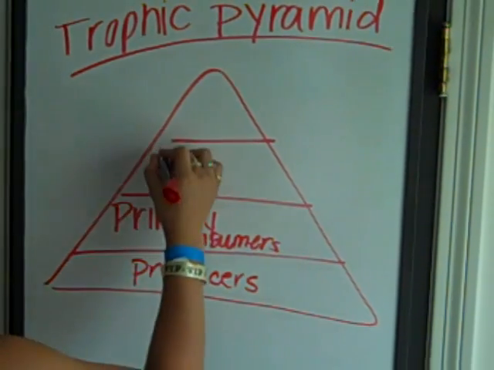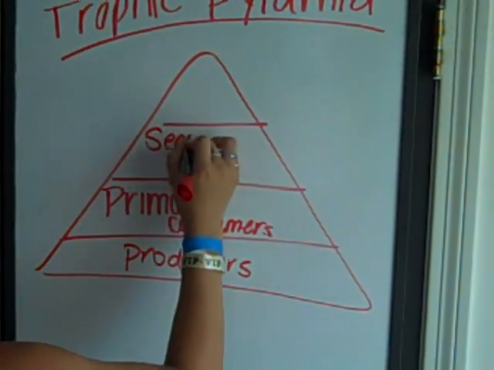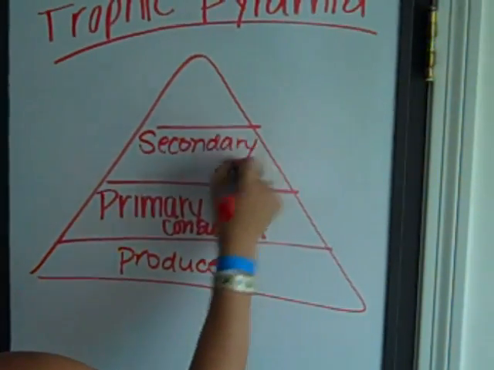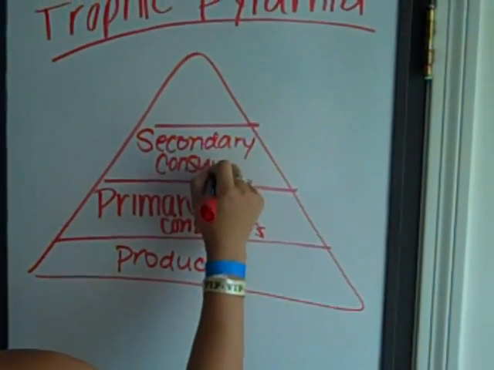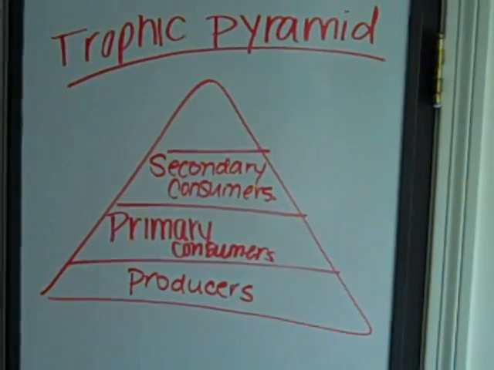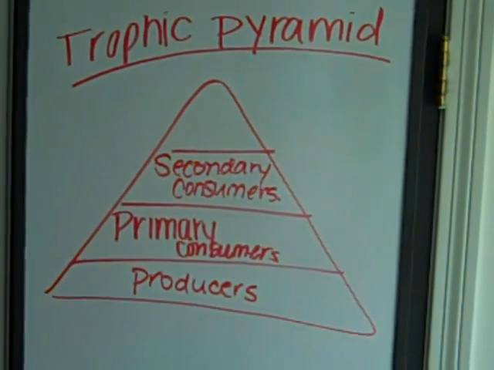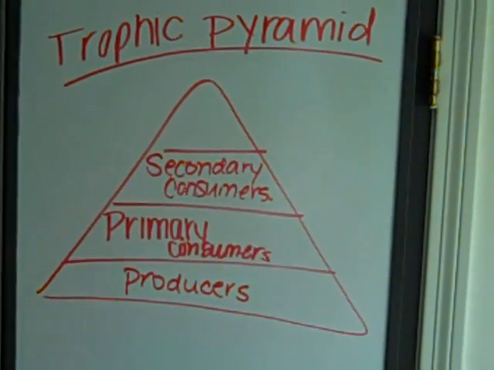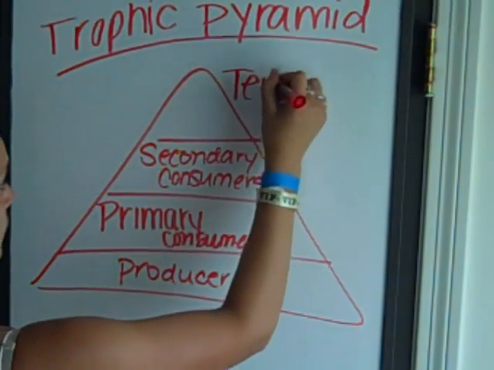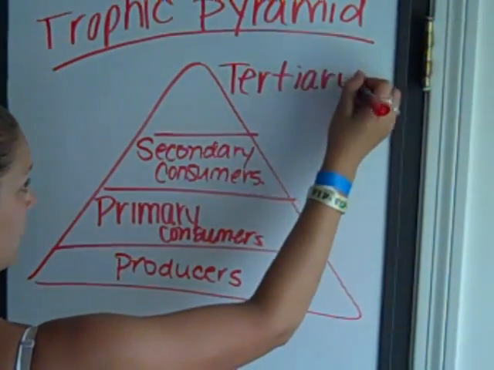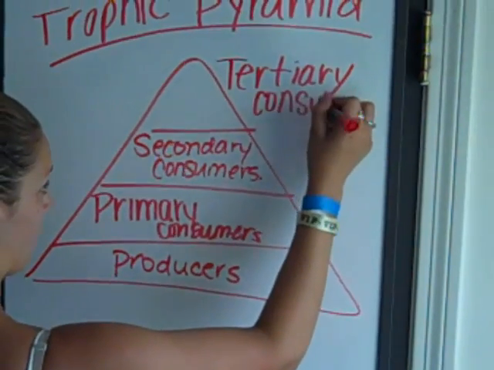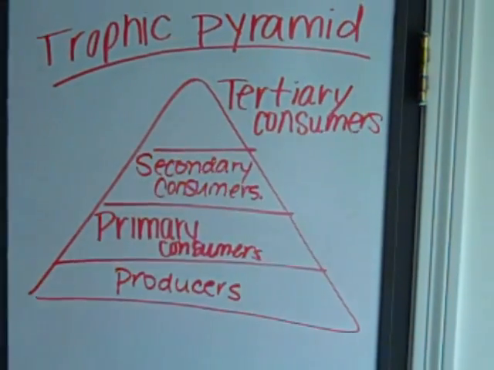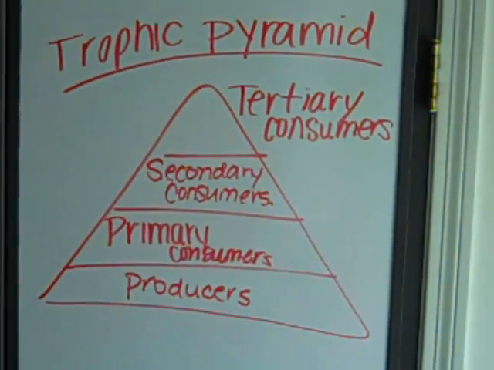Next up, we have the secondary consumers. These are things such as omnivores that eat plants and animals. Lastly, we have the tertiary consumers. These are things such as carnivores that eat only meat. Each organism in the trophic pyramid has their own niche.